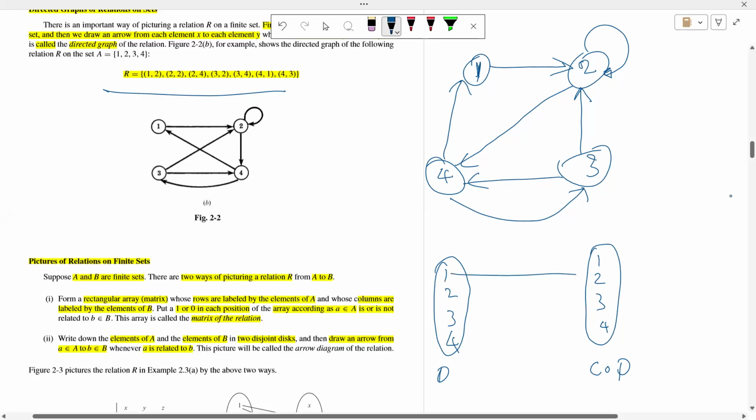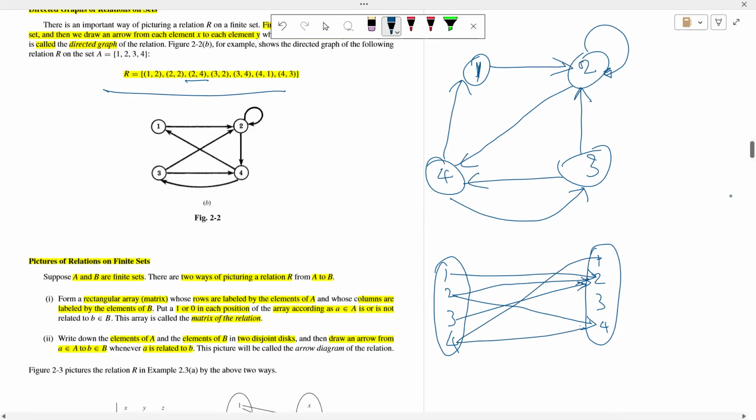Here 1 to 2, this way. Here 2 to 2, this way. Then 2 to 4. Right? This is not a function, right? If it is a function, it is not possible for two codomain elements to come from the same domain element. This is similar to the functional notation. That's why we are putting 2 to 4, then 3 to 2, then 4 to 1, then 4 to 3. This is a diagram for functional graph representation, right? This is one way of representation.